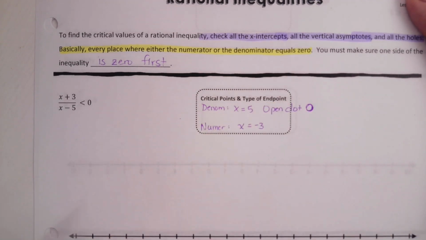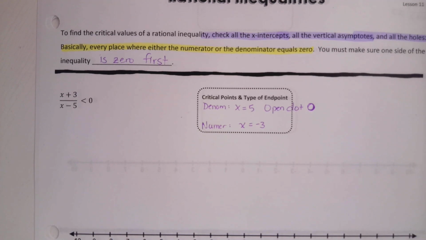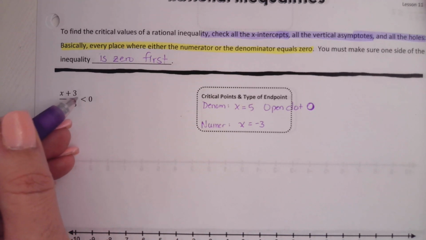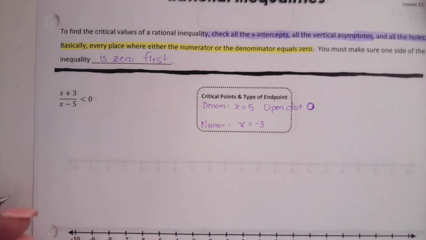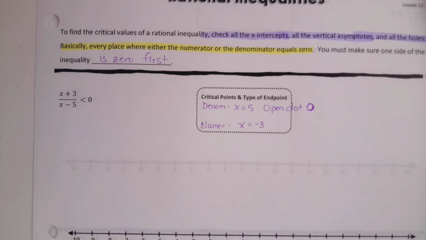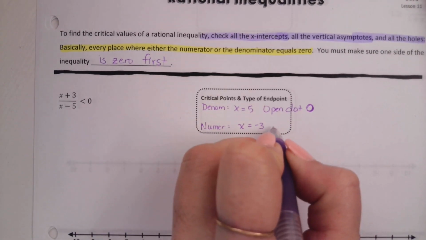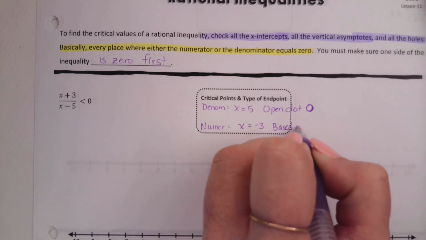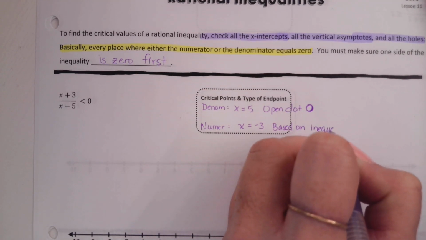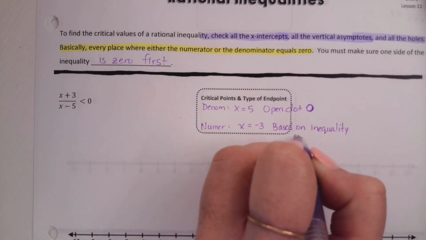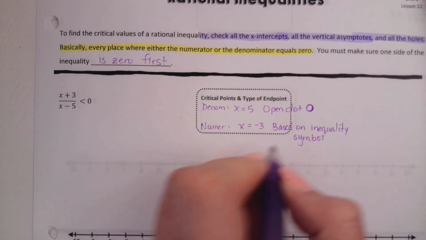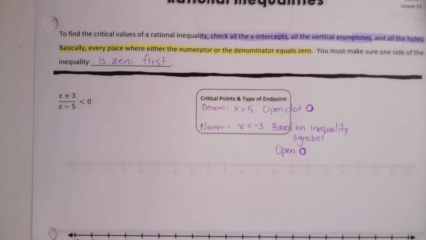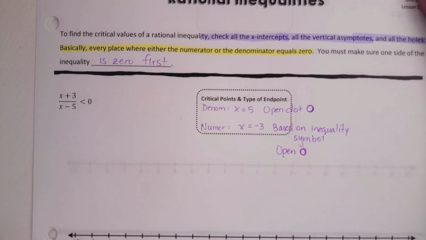So, like so, when we graph it. But the numerator's inequality, open or closed dot, is always just based on the inequality symbol in the problem. So in the problem it has a less than symbol, not a less than or equal to symbol. So based on that, will it be an open or a closed dot? Open dot, right. So the numerator's is based on the inequality symbol. So for this one, it'll be open. Open dot. Okay. So denominator is always an open dot. The numerator is based on the inequality symbol in the problem.